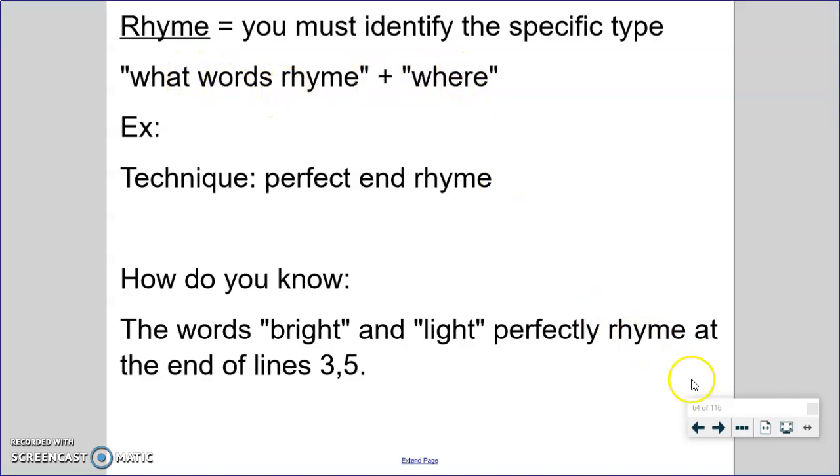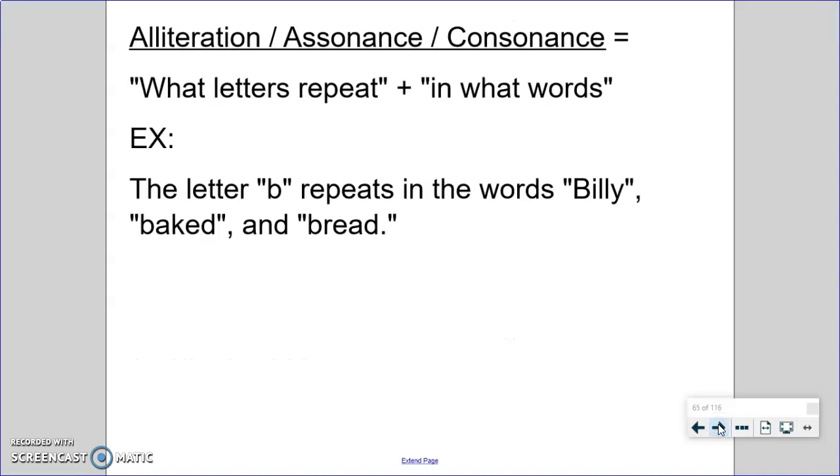Okay. The next one then is alliteration, assonance, and consonance. Okay, so again, alliteration is the repetition of sounds at the beginning of words. Assonance is the repetition of vowel sounds in the middle or the end of words. Consonance is the repetition of consonant sounds in the middle or the end of words. So we want to write down in our explanation what letters repeat in what words.